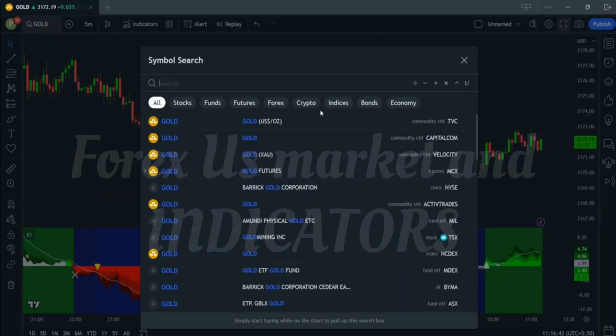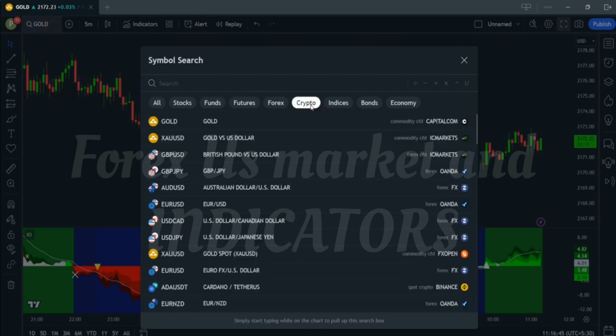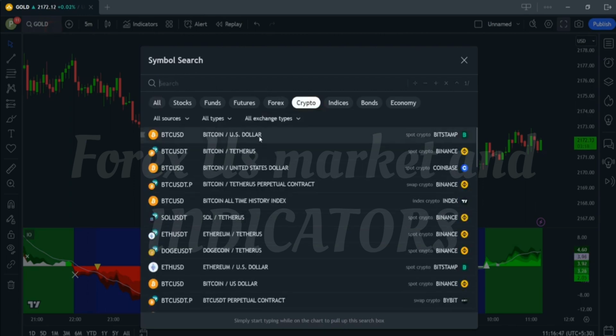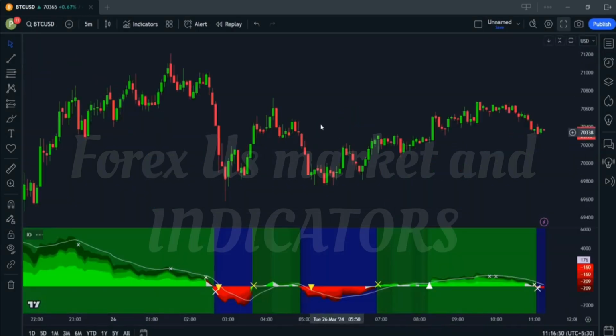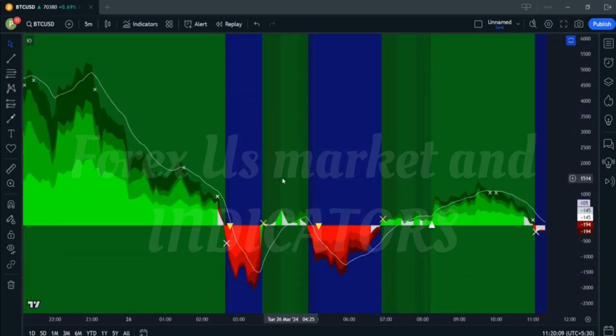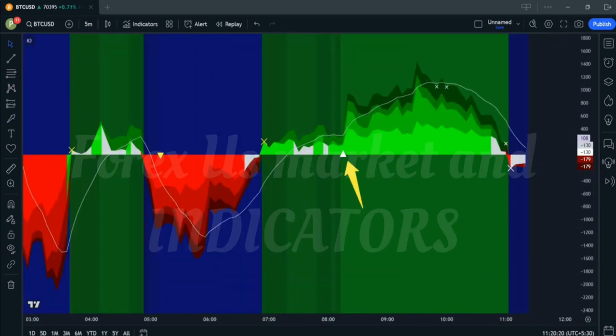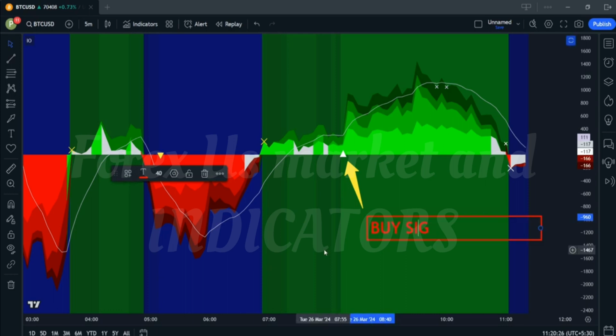We'll get this Ichimoku oscillator all set up and fine-tuned, then unleash its power on the gold chart. And guess what? We'll even take it for a spin on Bitcoin to show its versatility. Alright, so you saw the Ichimoku oscillator work its magic, right?